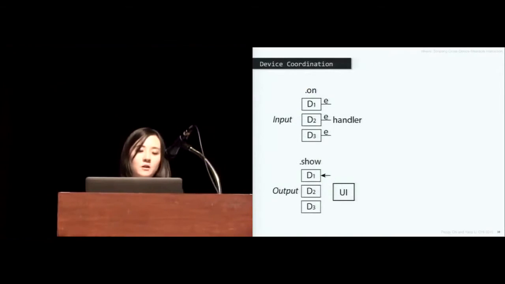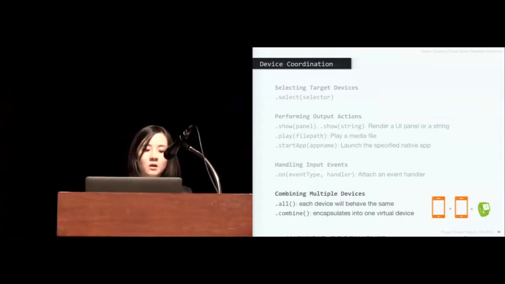So far we've seen how our framework handles the input events from individual devices and outputs actions to specific devices. But coordinating the behaviors of multiple devices can be challenging. Some interaction designs might require all the devices to behave in the same way, while some might encapsulate resources as one virtual device. Therefore, we introduced two additional ways to manipulate the devices.